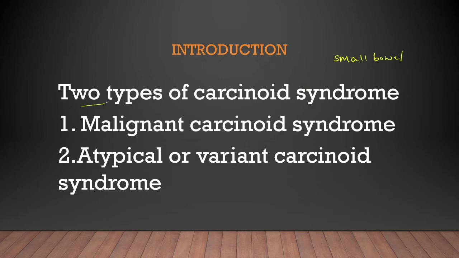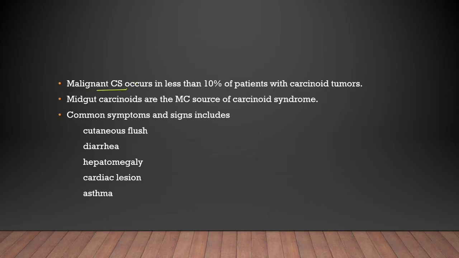There are two types. One is malignant carcinoid syndrome. One more is atypical or variant carcinoid syndrome. Malignant carcinoid syndrome occurs in less than 10% of the patients with carcinoid tumor. Midgut carcinoids are the most common source. What are the common symptoms and signs? Patient can present with cutaneous flush, diarrhea, hepatomegaly, cardiac lesion, and asthma.